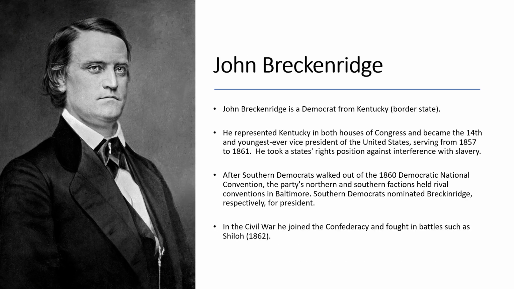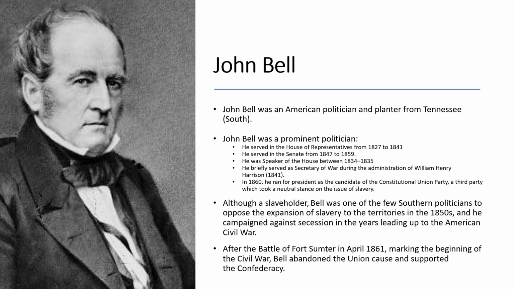Linking into the Democrat conventions, we've got John Breckenridge. He will emerge as the Southern Democratic nominee in the 1860 election. He won't win the election, that will be Abraham Lincoln, but he's very important for his role in the 1860 election. He is from Kentucky, which is a border state, and in the Civil War he joined the Confederacy and will fight in battles such as Shiloh, which is what we study in 1862.